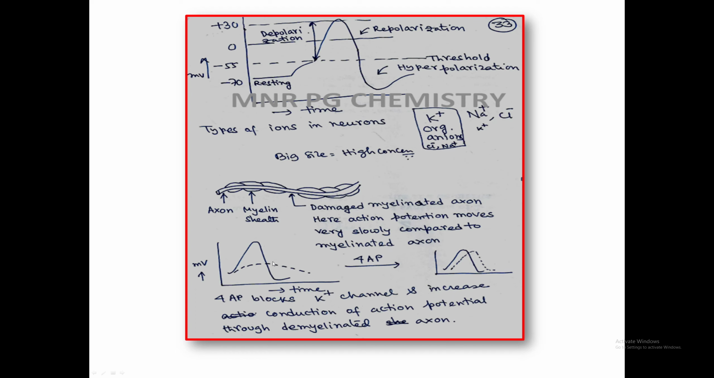In this condition, the doctor will give 4-aminopyridine. It will do the same work as if there is no damage. So 4-aminopyridine blocks the potassium channel and increases the conduction of action potential through demyelinated axon. So with this we have finished this unit also. Thank you very much.